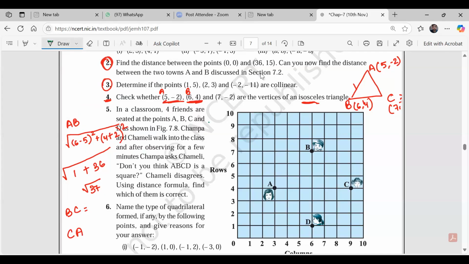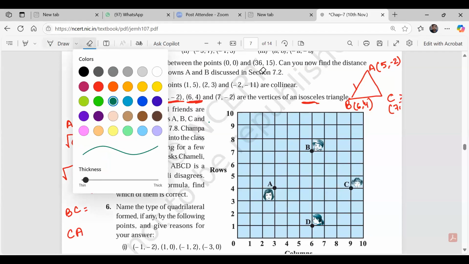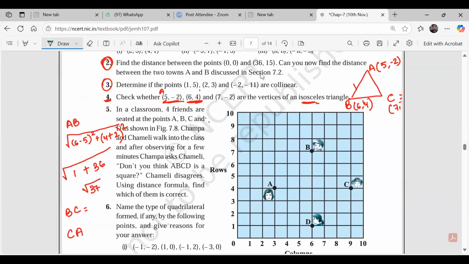Yes, everyone, please do it. Your point B is written over here 6, 4, and the point C is 7, minus 2. You have to tell me after finding the distance, what is the distance between B and C? B and C. This is B, this is C.